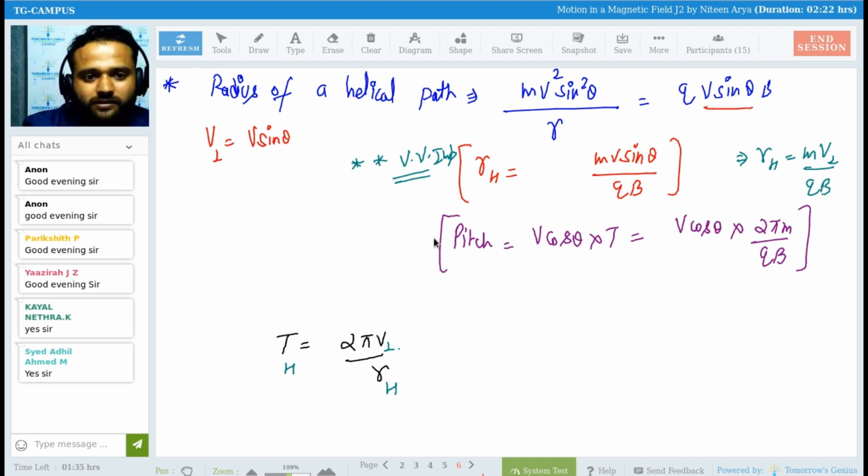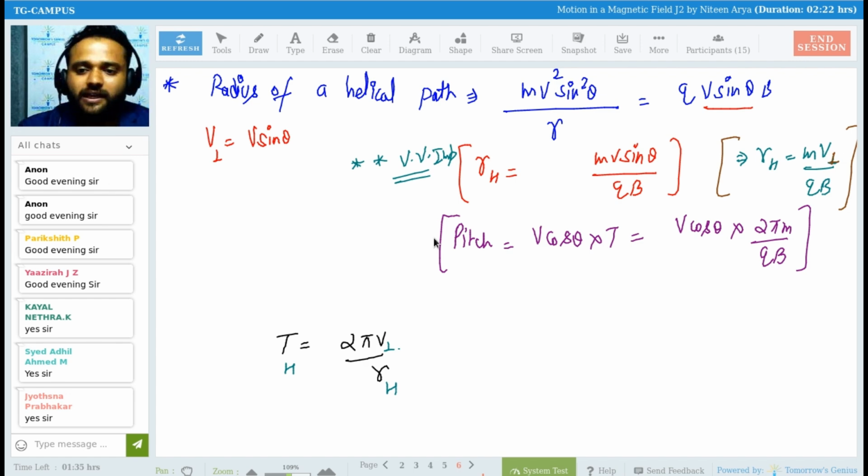Everyone understood what he was asking? Why doesn't the time of the helical path change when we know that RH is changing? RH is not simply mv upon qb. It is mv sine theta by qb. So the answer of this question is, in the time period of a helical path, instead of v, we have a v perpendicular. Because simply if we are finding the v perpendicular, what is the time period?